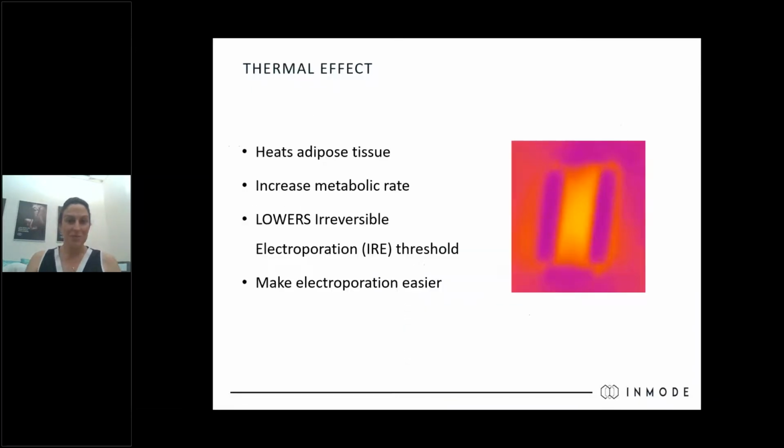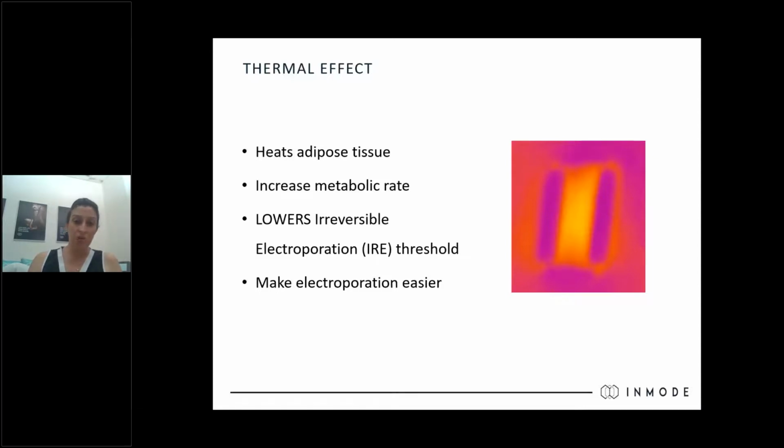Oh yeah, let's move on. So what does the thermal effect do? We're heating up the adipose tissue, which increases the metabolic rate. Also, it lowers the threshold for irreversible electroporation and makes it easier. So we talked about what that electroporation does.